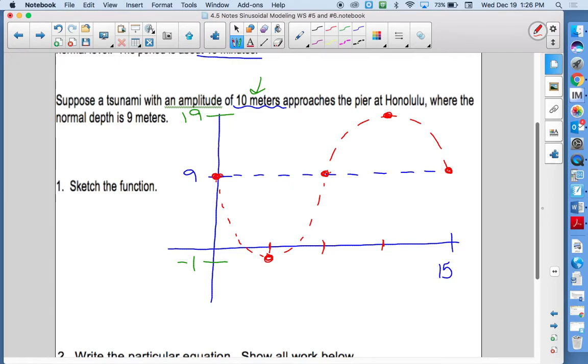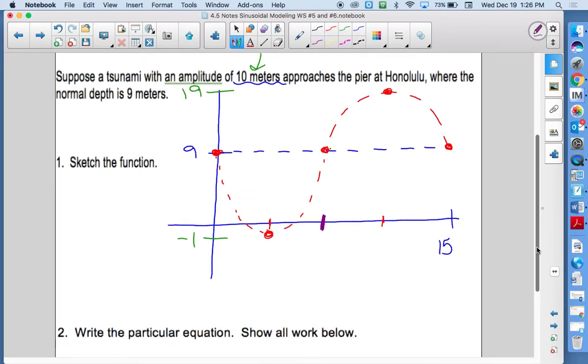Libby, how could you find that information? So first you would start with the middle and you would do 15 divided by 2. Since it starts at 0, we don't need to add anything extra to that. So 15 divided by 2 would be 7.5. That's just by taking the entire period and cutting it in half, because we want the point in the middle.